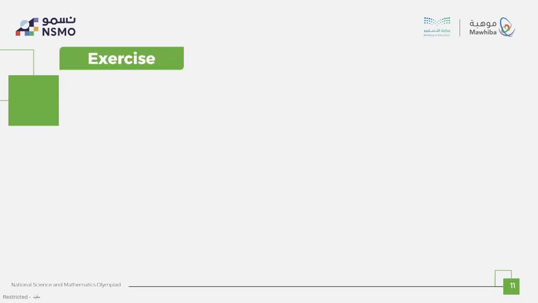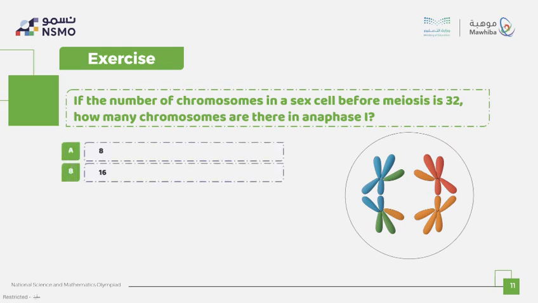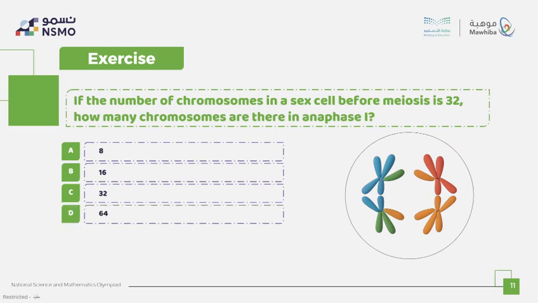Let's move on to another exercise. If the number of chromosomes in a sex cell before meiosis is 32, how many chromosomes are there in anaphase 1? Is it 8, 16, 32, or 64? What do you think? So the concept here: in anaphase 1, homologous chromosomes separate, not chromatids. That's the main concept. So this means that the chromosome number does not decrease during anaphase 1.